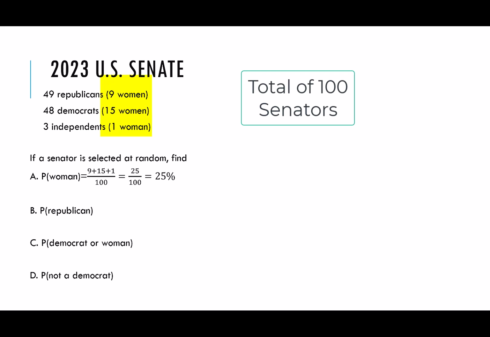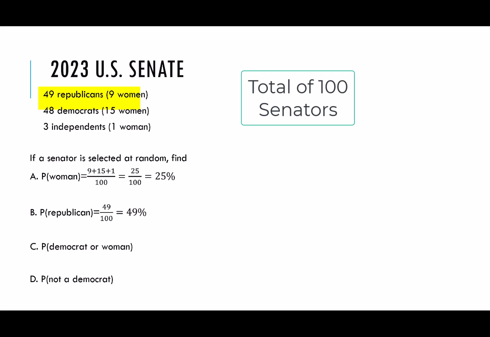Adding 9, 15, and 1, we get 25 over 100, which means our probability of selecting a woman at random would be 25%. The probability of randomly selecting a Republican would be the total number of Republicans over the total number of senators. Since we have 49 Republicans over the 100 total, that says we have a 49% chance of randomly selecting a Republican from our group.